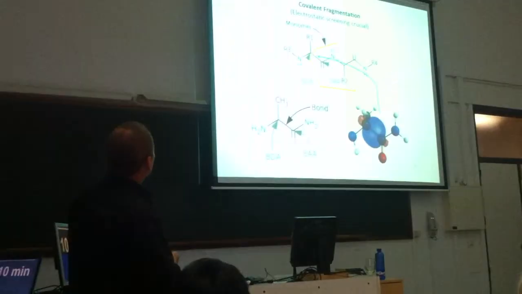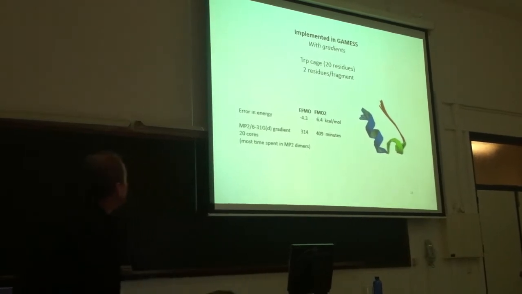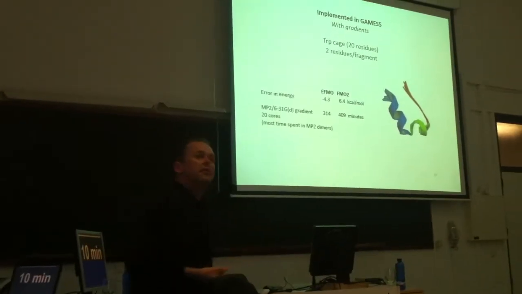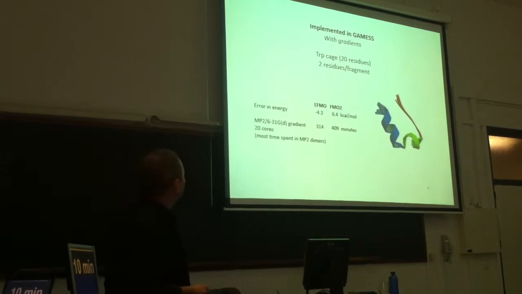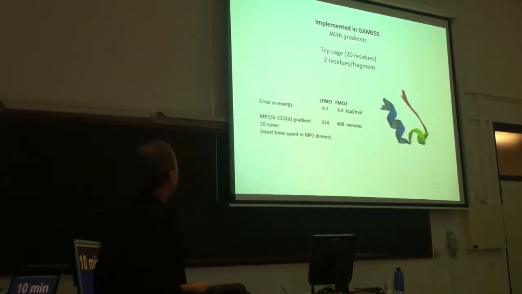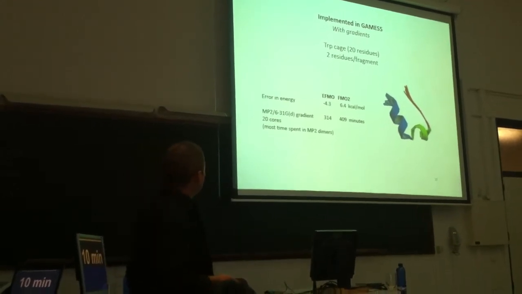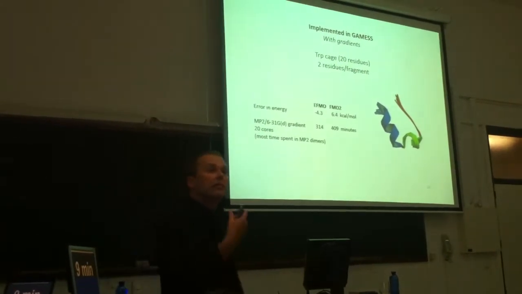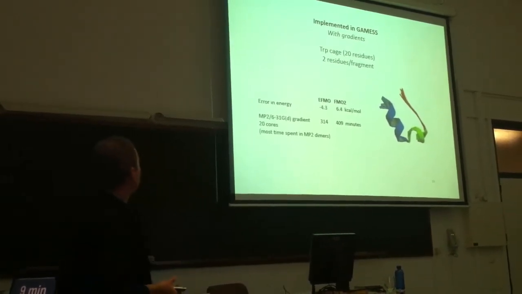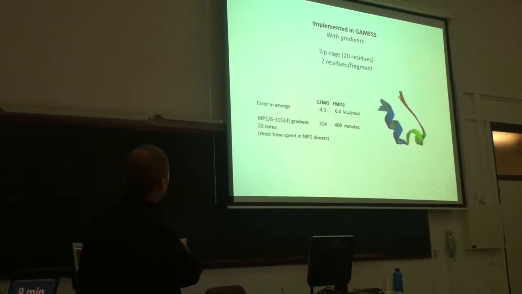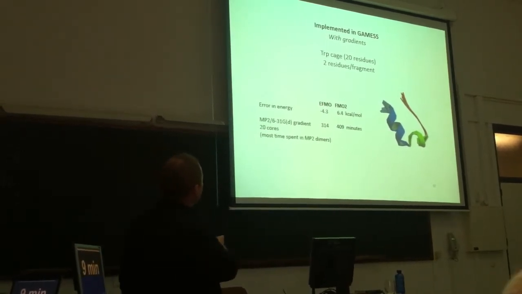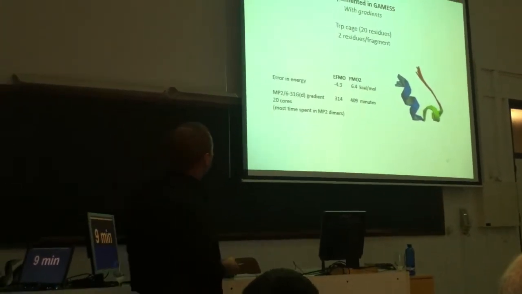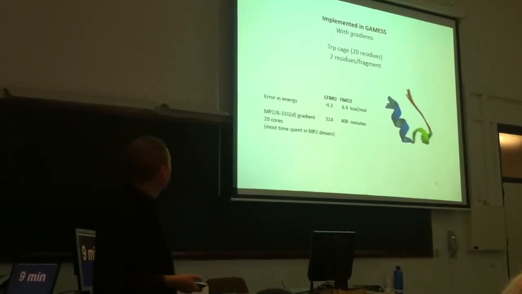Okay. So this is implemented in GAMESS, as I said. It is implemented with gradients, so a lot of these fragmentation methods don't have gradients in them yet, and so obviously this is very important if you want to apply this kind of thing. So here's an example for a small protein, tryptophan cage. We picked a small one so that we can do a full MP2 calculation of this, so we can see what the error is. Okay, so when we calculate the energy fully at MP2, and compare it to the EFMO energy and the FMO2 energy, the error in the total energy is 4 kilocalories per mole for EFMO and 6 kilocalories per mole for FMO2.